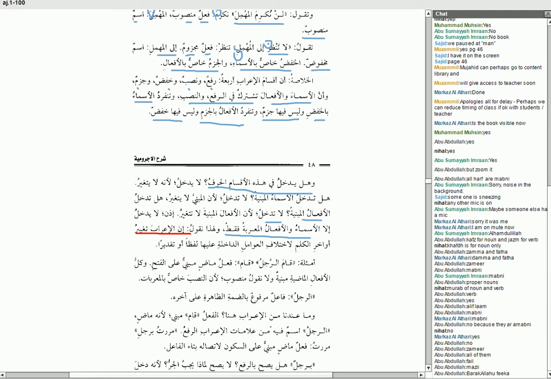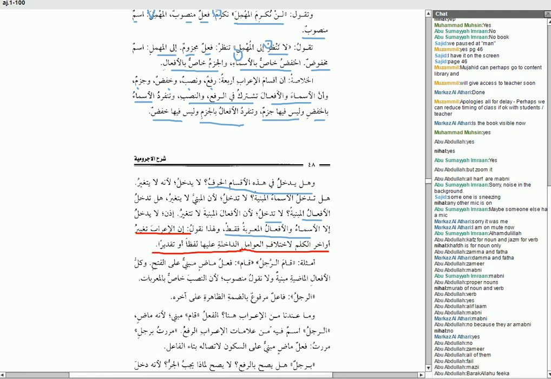I'rab is تغيير أواخر الكلمة لاختلاف العوامل الداخلة عليها لفظا أو تقديرا. The changes that take place at the end of the words because of the various factors entering upon the word, linguistic factors, not dialect, not regional factors, and whether that change be something physically that you can witness and experience and pronounce, or it is implied.